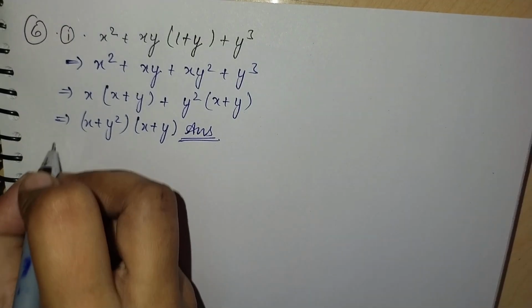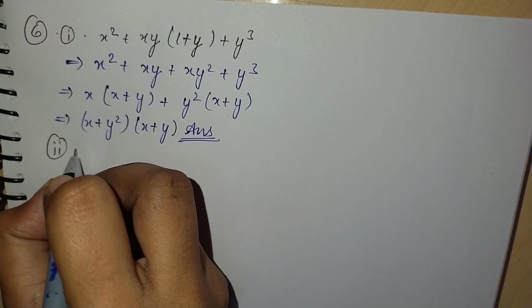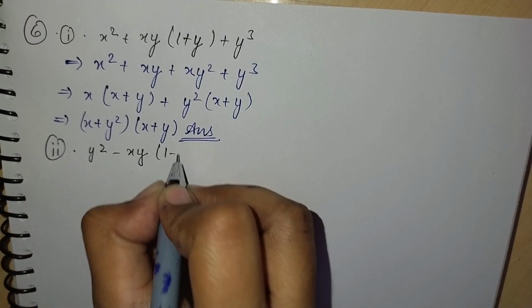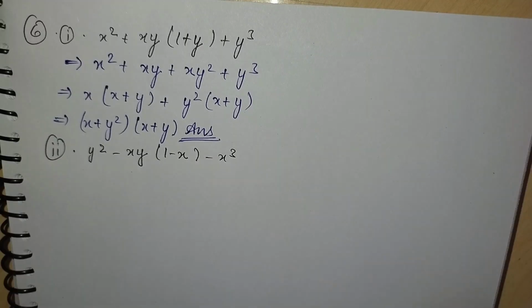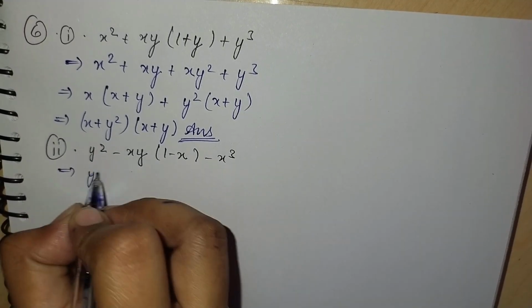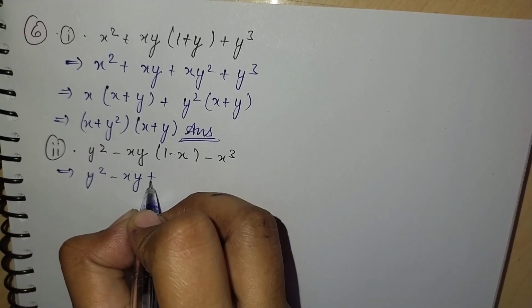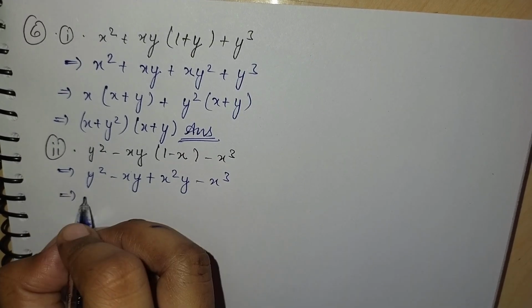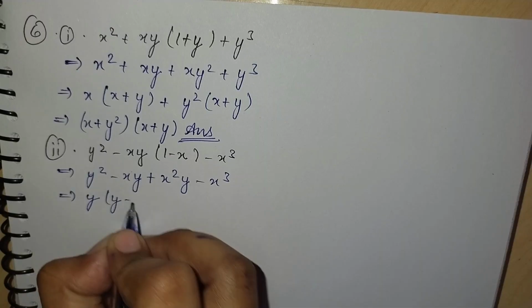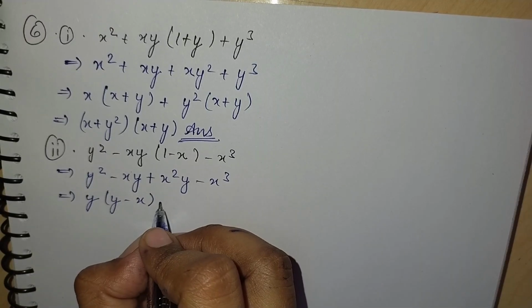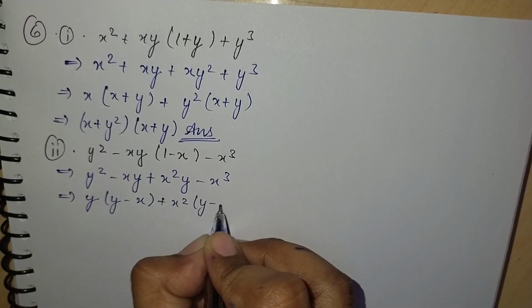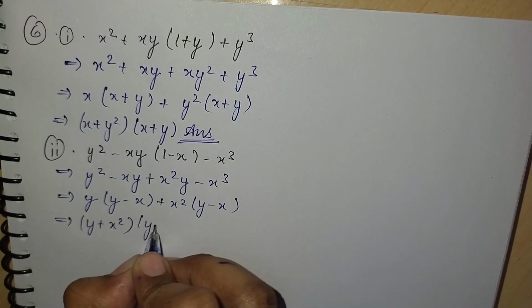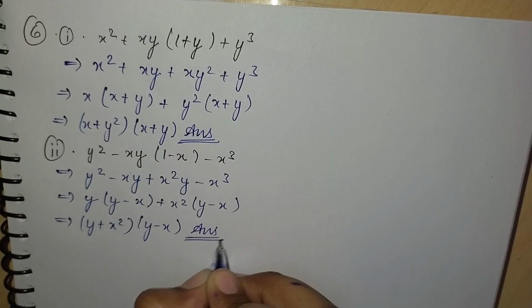Now the second part in the question here is sixth second, y square minus xy and x square y minus x cube. So y square minus xy plus x square y minus x cube. Here we can take common as y, so y minus x. Here we can take common as x square, so y minus x. We can write it as y plus x square and y minus x. So this is the answer here in this question.